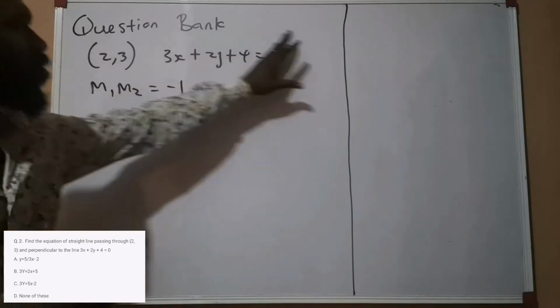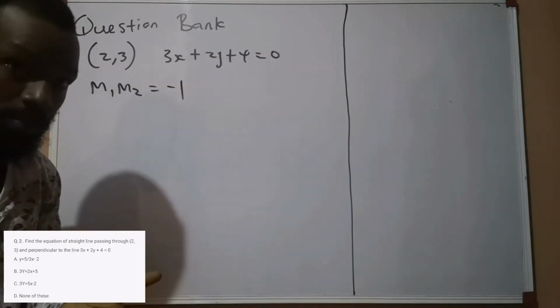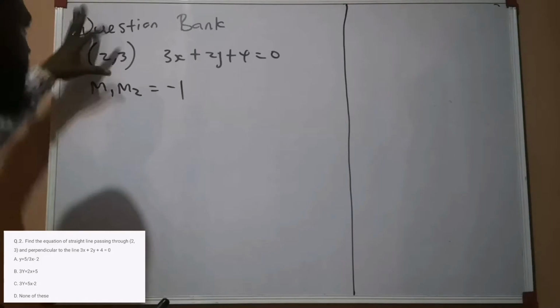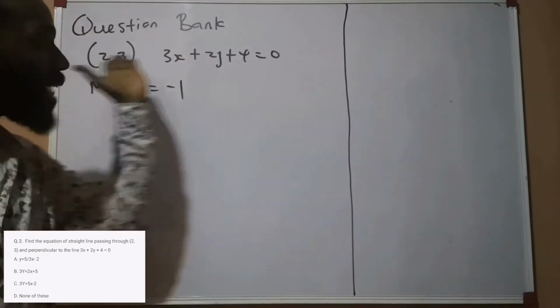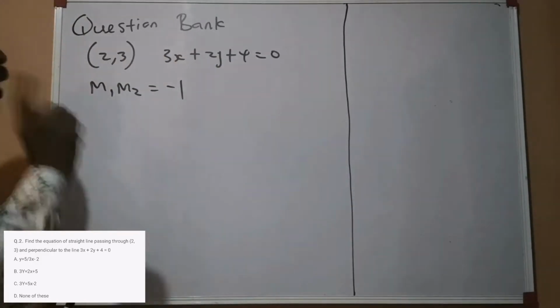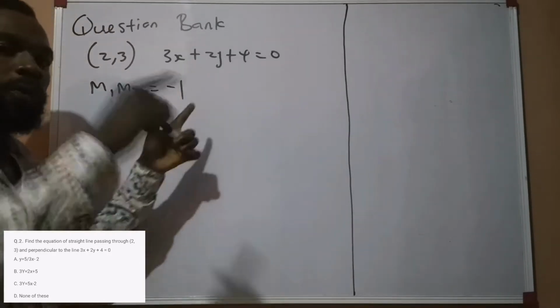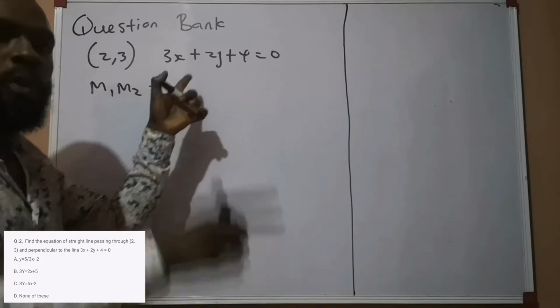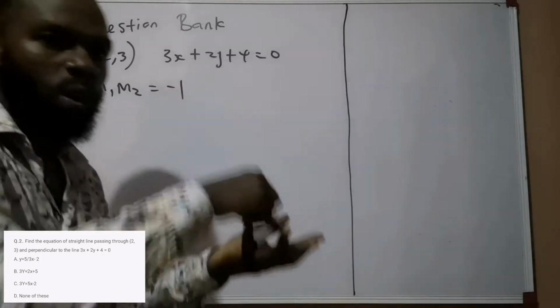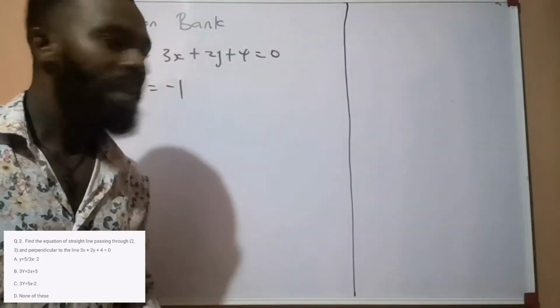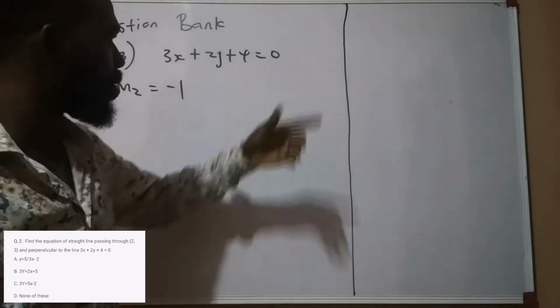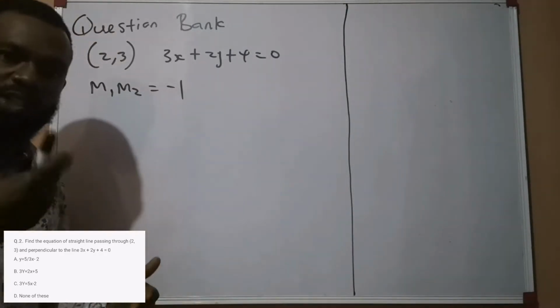But if you take a look at this question, the slope of the line was not given. What was only given was a point and a line, or a point and an equation. Now, the first thing we're going to do is find the slope of the line. And how can we find the slope of the line? We can only get the slope of the line when y is the subject of the formula. So it means we are going to solve this equation and make y the subject of the formula.